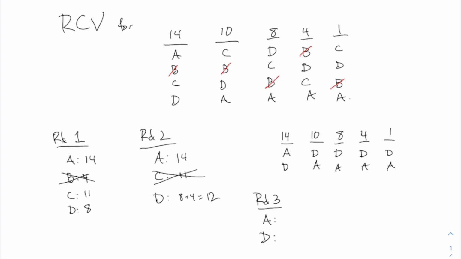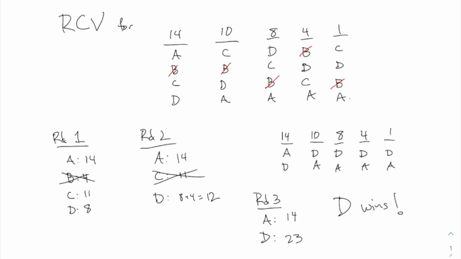And it looks like A has 14, D has all the others, which is 18, 20, 23. And so D is the winner. D wins. All right. This is how we do the ranked choice voting. I hope that makes sense to everybody. Anybody got any questions for that?